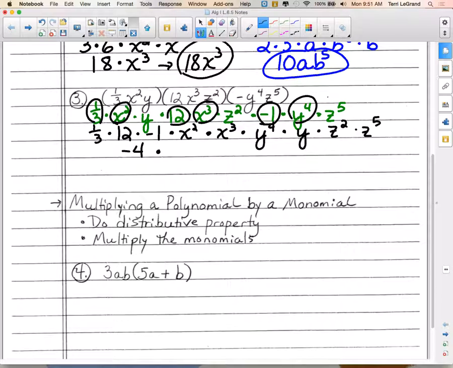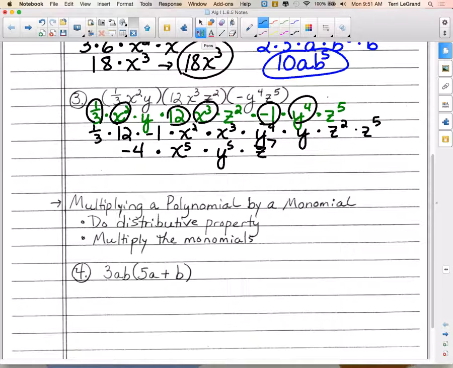Negative 4. What do we get for the x's, Colin? X to the 5th. What do we get for the y's, Easton? Y to the 4th? Okay. 5th. Okay, which one do you want? 5th, okay. And what do we get for the z's, Macy? Z to the 7th. Everybody agree?